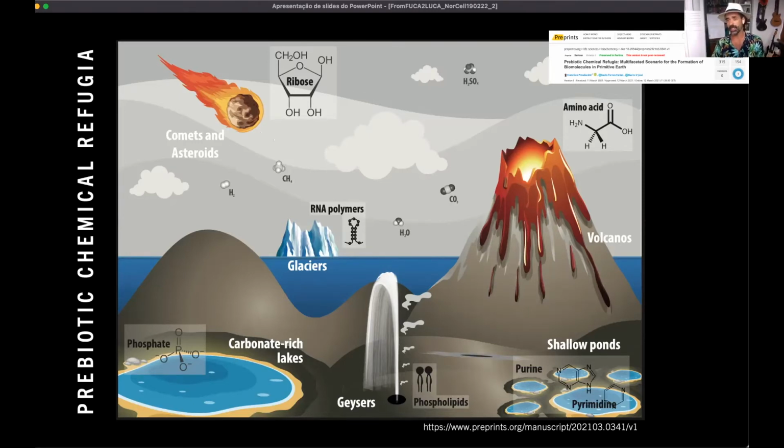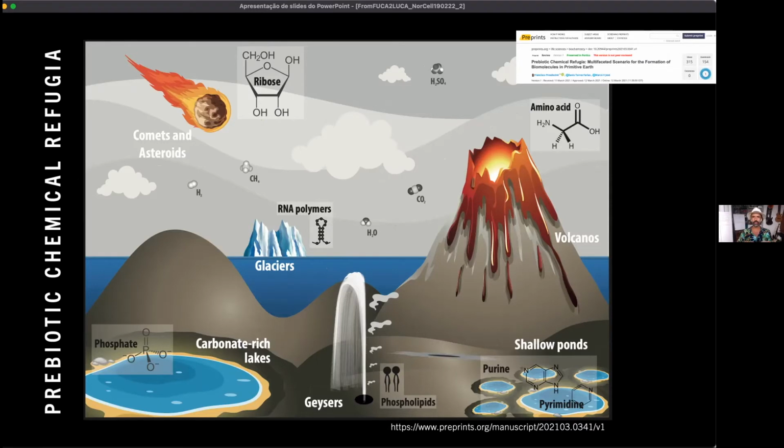The refugia are some places that we don't know which they were. The professor who came before me talked a little bit about it. But the question is, there were some places on Earth in which the origin of the nucleobases, the purines, pyrimidines, the phosphate groups, and the amino acids was facilitated by the chemical environment. This is what we call the prebiotic refugia. These refugia allowed the basic molecules to arise spontaneously.